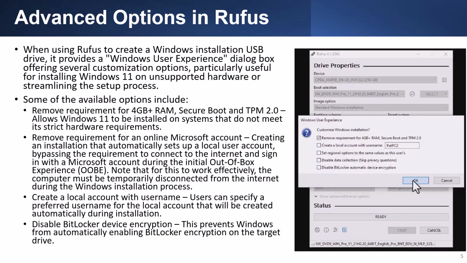And disable BitLocker device encryption. This option prevents Windows from automatically enabling BitLocker encryption on the target drive.